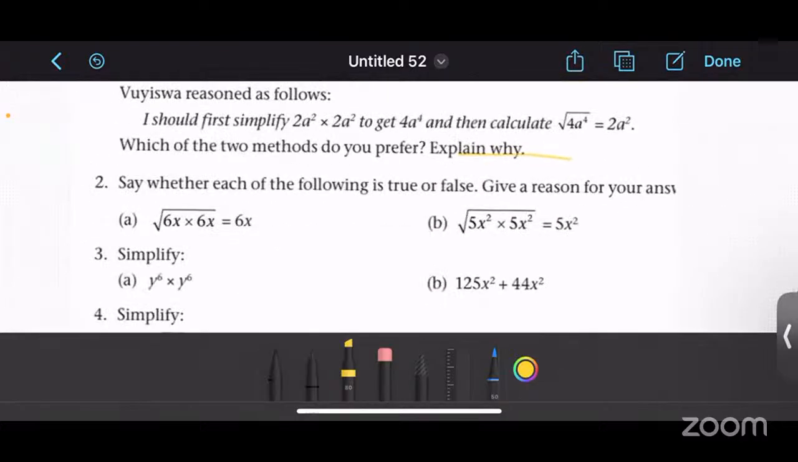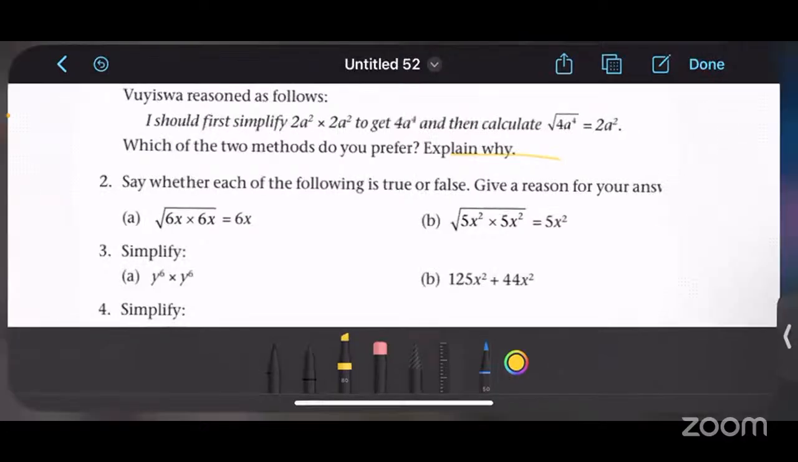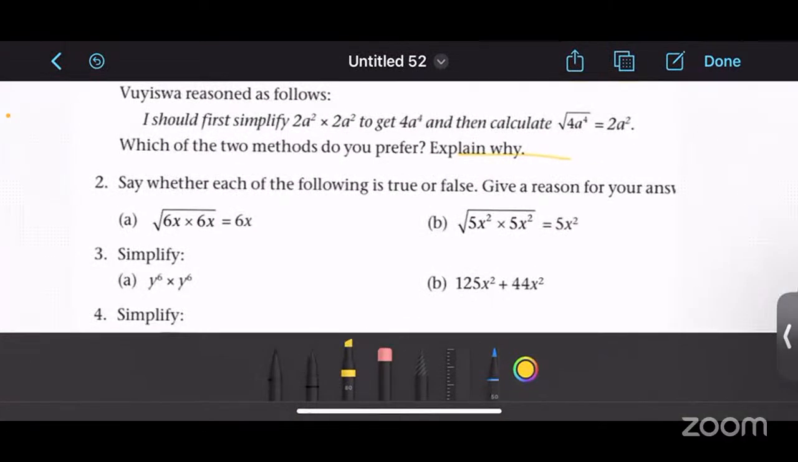Let's look at number two over here. They say, state whether each of the following statements is true or false. Give a reason for your answer. And the first one is, the square root of 6x multiplied by 6x is equal to 6x.